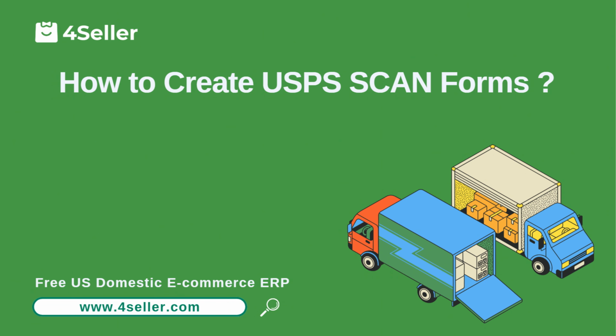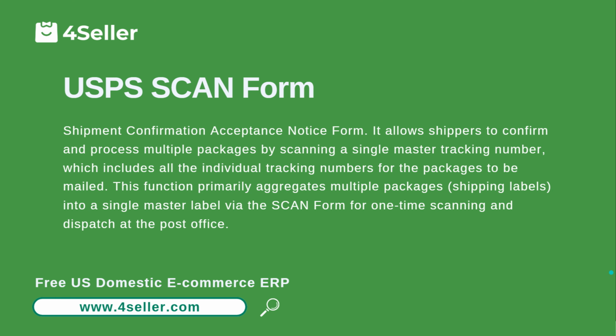This video will demonstrate how to generate USPS scan forms using ForSeller. The full name of the USPS scan form is the Shipment Confirmation Acceptance Notice Form. It allows shippers to confirm and process multiple packages by scanning a single master tracking number, which includes all the individual tracking numbers for the packages to be mailed. This function primarily aggregates multiple packages, shipping labels, into a single master label via the scan form for one-time scanning and dispatch at the post office.